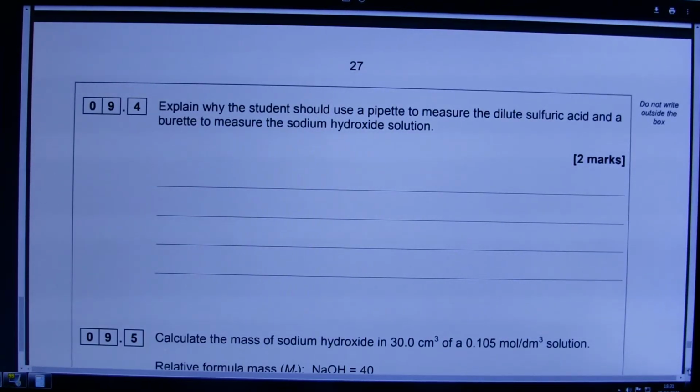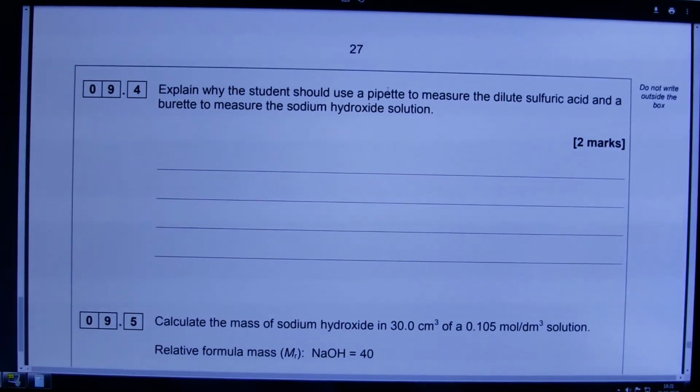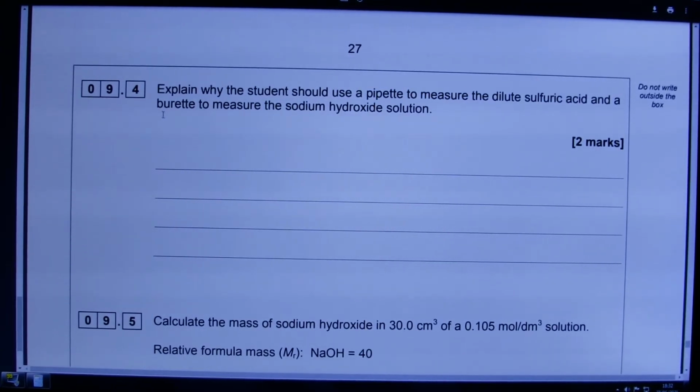Explain why the student should use a pipette to measure the dilute sulfuric acid and a burette to measure the sodium hydroxide solution. Well, because a pipette is more accurate for getting a precise volume that you want, and a burette lets you dribble the stuff out very slowly and observe how much has been removed.